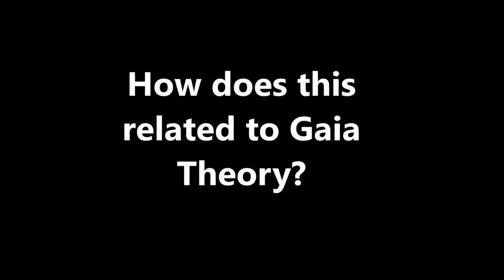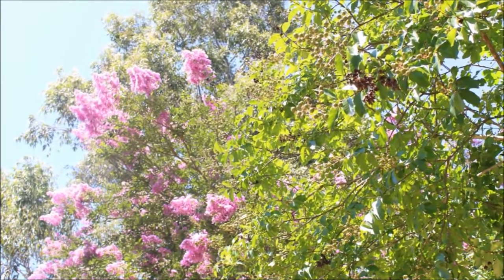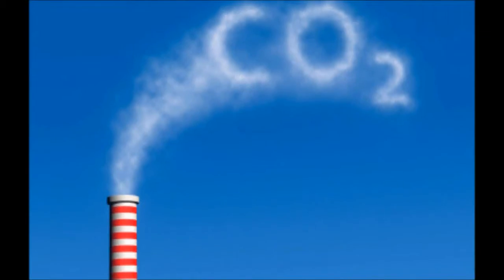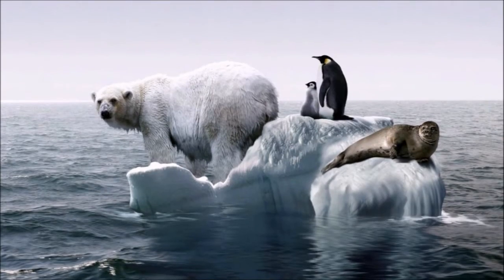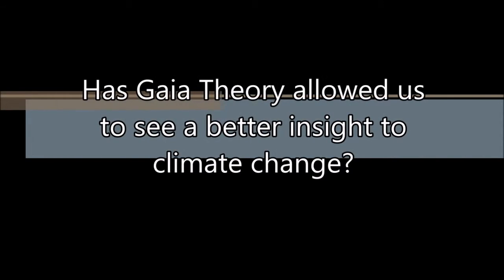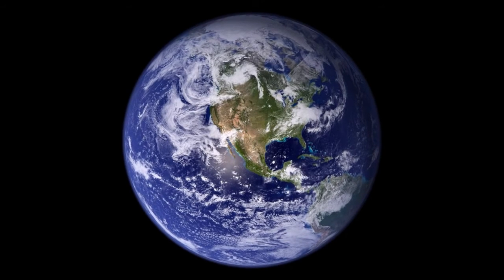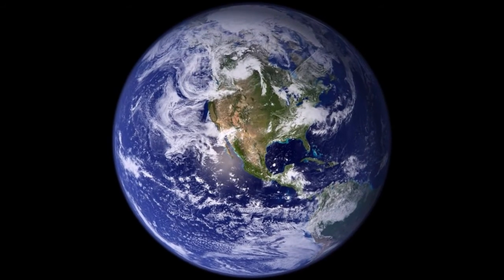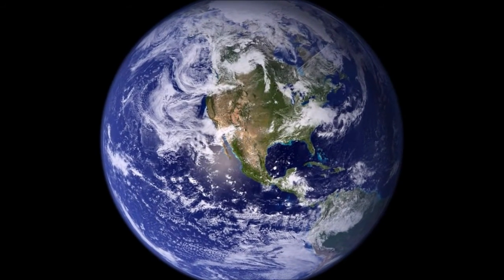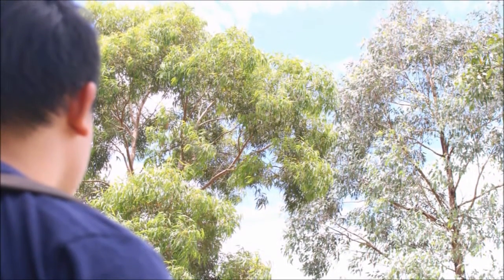How does this relate to Gaia theory? With now the decrease of oceanic carbon pumps, less carbon pumps on land, and increased amounts of carbon dioxide emissions in the atmosphere and hydrosphere, this will lead to an increase of global warming in which the carbon dioxide will continue to trap great amounts of heat. Has Gaia theory allowed us to see a better insight into climate change? Yes, it has. Gaia theory has helped us understand and confront climate change. By understanding how other organisms help one another unintentionally, we were able to use this knowledge to better use for constructing plans in battling climate change.